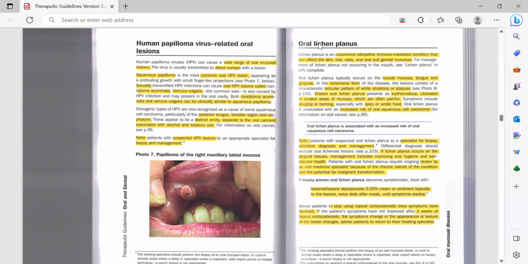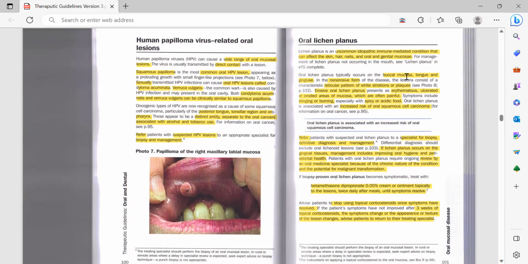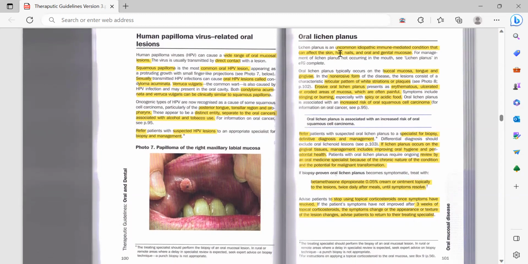But lichen planus can also cause lesions in the oral cavity, which are mainly present on the buccal mucosa. So there are two cases that you can read with this topic: one case is about lichenoid reaction and the other case is about lichen planus. You can read in Odell and you will find much clarity. Oral lichen planus typically occurs on the buccal mucosa, tongue, and gingiva. So there are certain types of lichen planus.